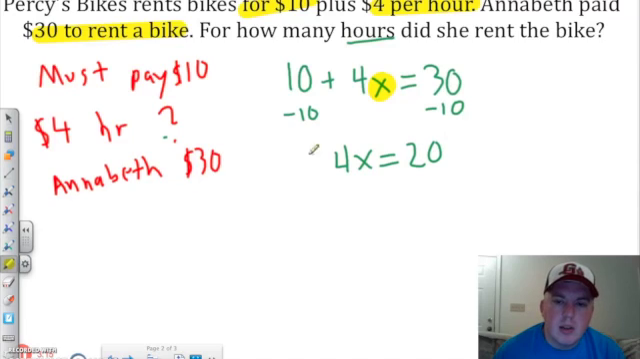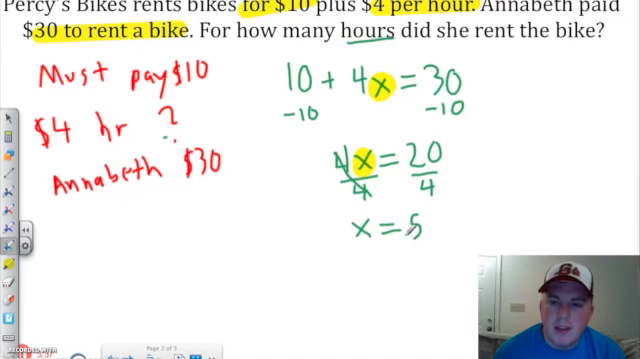If we look, we still don't have our variable by itself. We still have a 4 attached to it. Remember, when we have a number in front of a variable like that, that's multiplication. To undo multiplication, we need to divide. And again, what we do to one side, we have to do to the other. 4 divided by 4 is going to give us 1x, or just x. And 20 divided by 4 is going to give us 5.